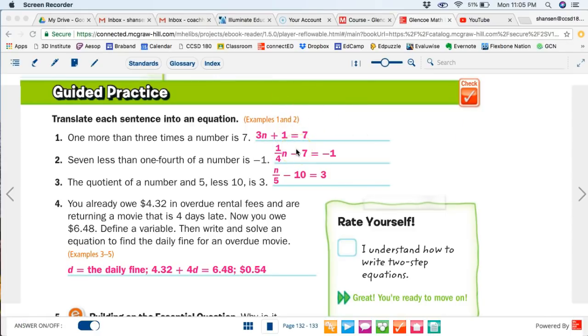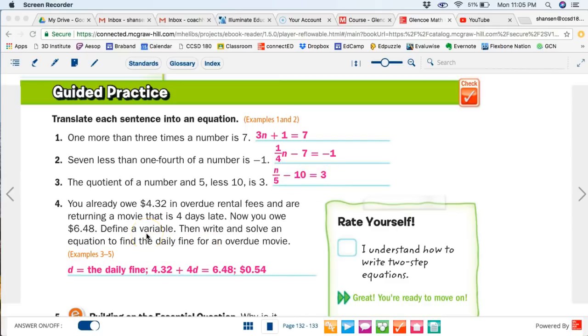Alright, so here's what you have. And now don't feel like you have to have exactly what is here. If you have some variation of it, it is fine. Let me explain. 1 more than 3 times a number is 7. So if you had 1 plus 3n equals 7, you're fine. In other words, these two things were flipped around. That's fine. 7 less than 1/4 of a number is -1. This order cannot be changed. This has to be 1/4 n minus 7 equals -1. The quotient of a number and 5 less 10. Okay, so subtract 10 from that. It's not a really common way to see that, but that is indeed what it means, subtract 10, is 3. So n over 5, or n divided by 5, minus 10 equals 3.